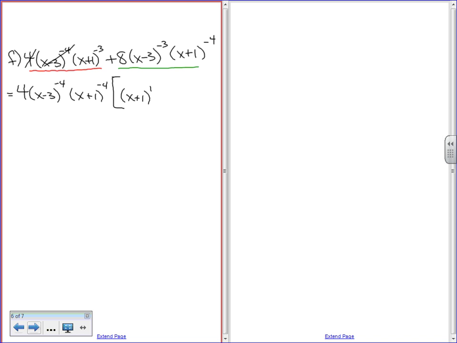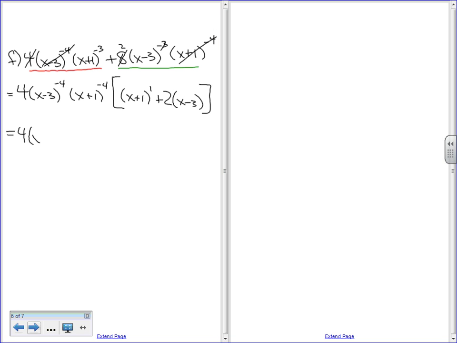Now I'm done with the red term. Green term: I've taken a factor of 4 out of 8, so I'm left with 2. I've taken out x minus 3 to the -4, but there was only -3 of them, so I have to count and put another one there. And this one here, I've taken out all of them.